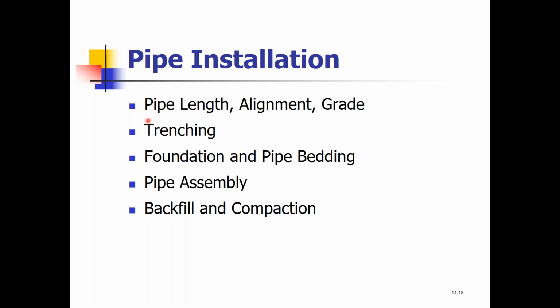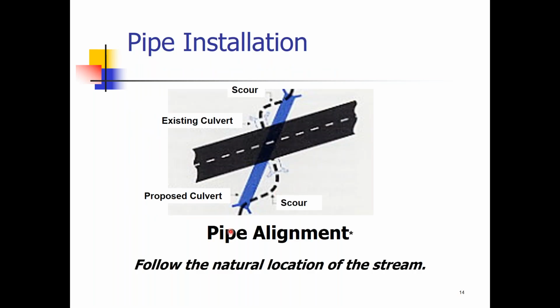Make sure we're assembling our pipe correctly. And as we saw in this picture, one of the toughest challenges, especially when we start talking about getting compaction underneath the haunches, is our backfill and our compaction. To the best of our ability, we want our pipes aligned so it follows the natural location of a stream. If the stream is flowing this way, we don't want our pipes running that way, again, because the natural flow of the water and the hydraulic system, we want it flowing with it, not against it.